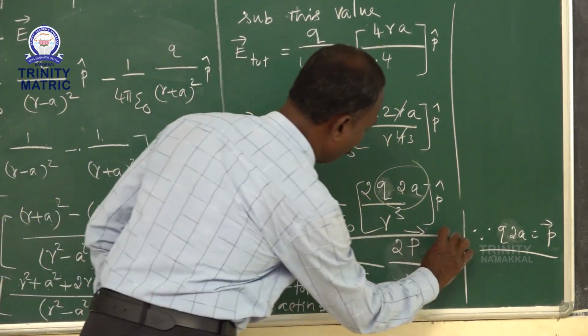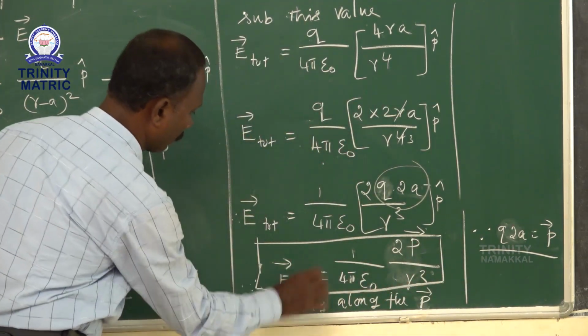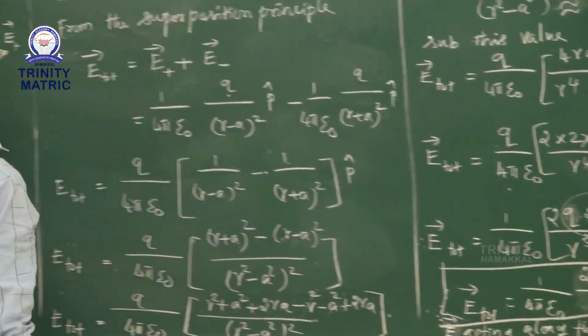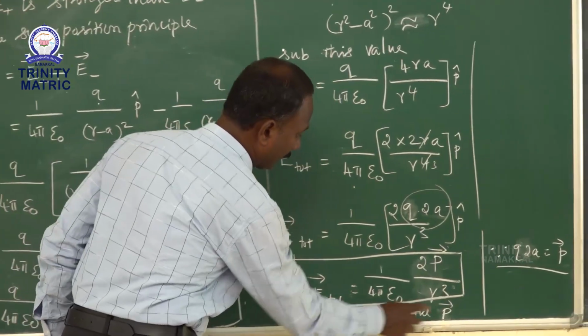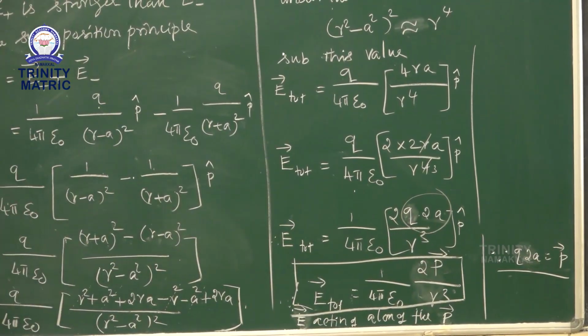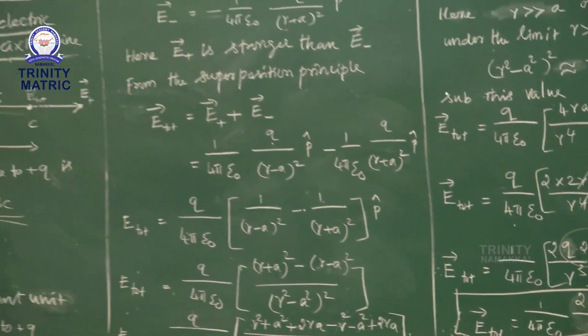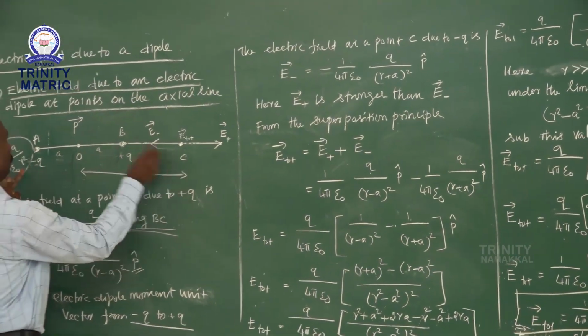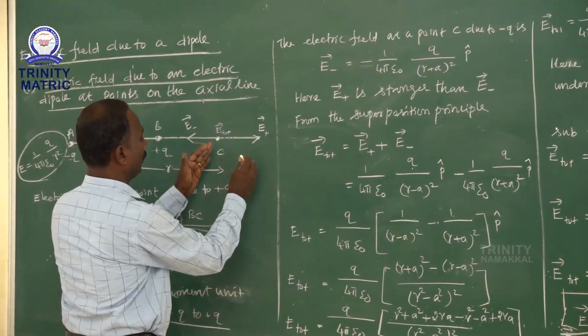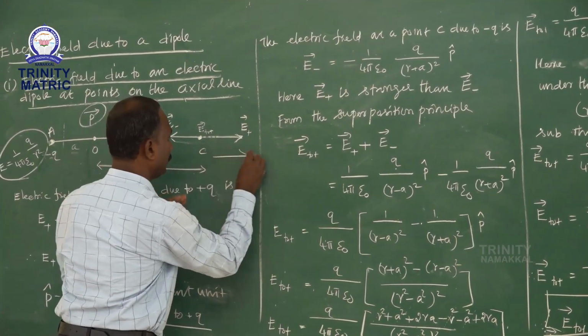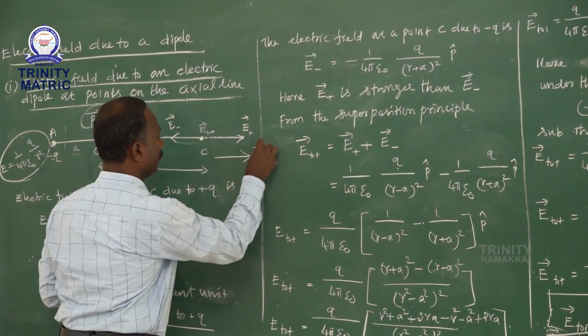That is the electric field along the axial line. The electric field acts along the direction of the dipole moment, because the dipole moment always acts from minus Q to plus Q. So the total electric field acts along the dipole moment direction.